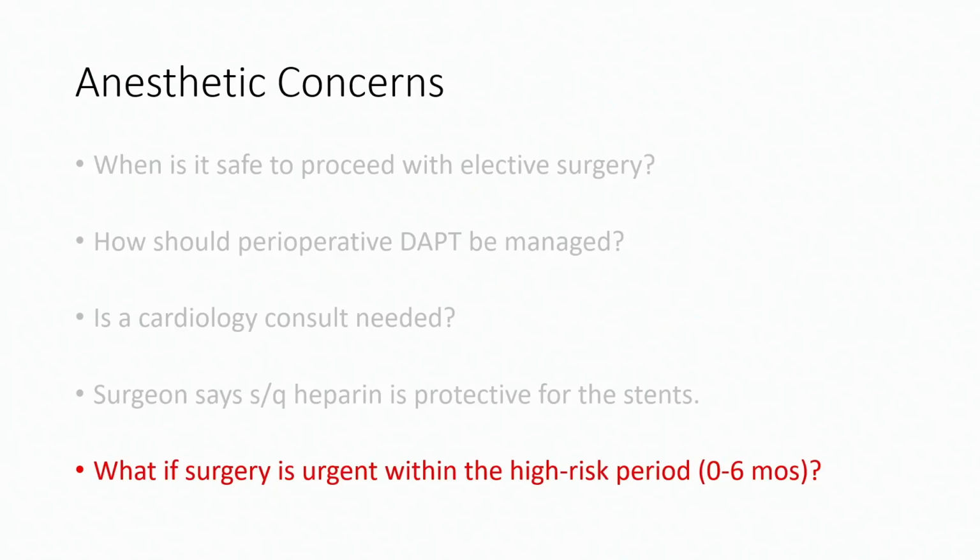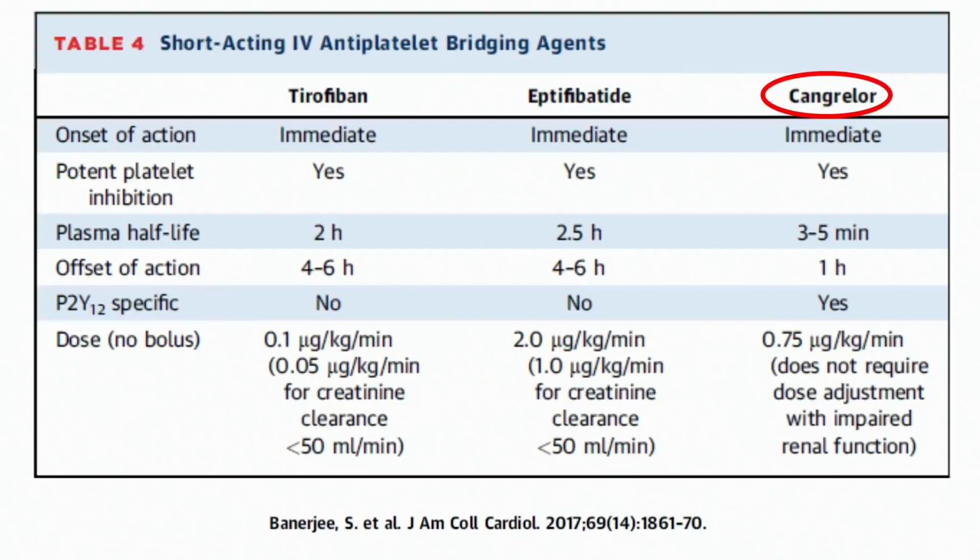Now, what if the surgery has to be done within the 0 to 6 month period in a patient that is very high risk of bleeding, as well as really high risk of thrombosis? We talked about the guidelines mentioning the bridging therapy. So what do we have available to us? We have certain intravenous drugs. We have several. The most practical seems to be Cangrelor, which is a drug that has immediate onset.